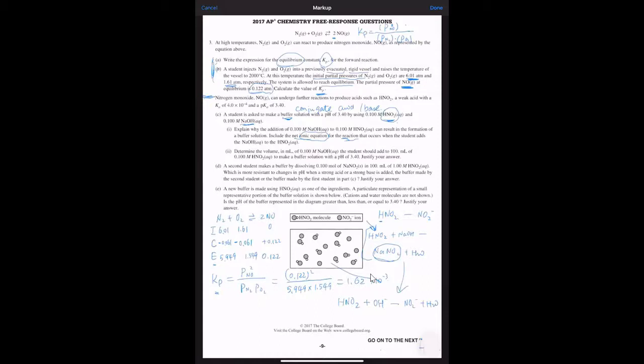So for the second part, determine the volume the students should add to this solution to make a buffer with a pH of 3.40. For buffer systems, you need to be very familiar with the Henderson-Hasselbalch equation. That is, the pH of the solution equals pKa plus log of conjugate base over acid. This is an extremely important equation. It's not going to be covered by this AP exam, but I don't know if you're going to have a chemistry exam in your school, but this is a very, very important equation that you should memorize very well.